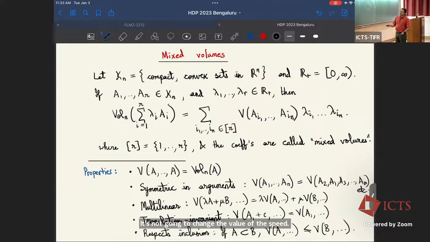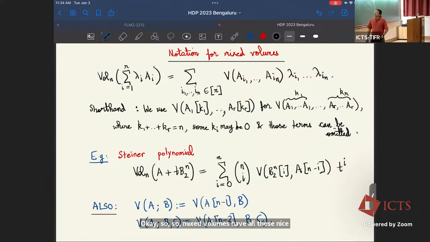It's multilinear. So if I fix this dot, dot, dot as some fixed collection of compact convex sets, then it's multilinear in each coordinate like this. It's translation invariant, in the sense that if I take any of these sets and translate it by a constant vector, that doesn't change the mixed volume. And it respects inclusion. So if A is a subset of B, then the mixed volume of A with a bunch of other convex sets, keeping the rest the same, but replacing A by B, gives something bigger. So mixed volumes have all these nice properties. And in order to proceed, we want a more compact notation.